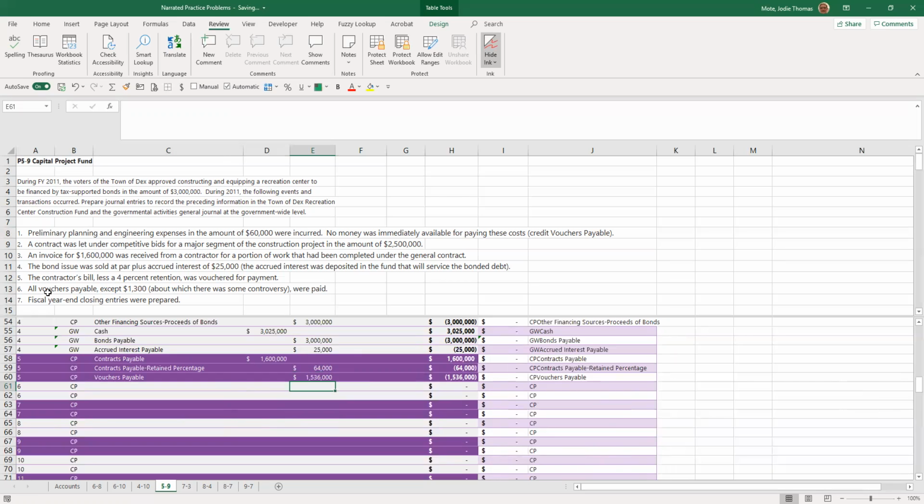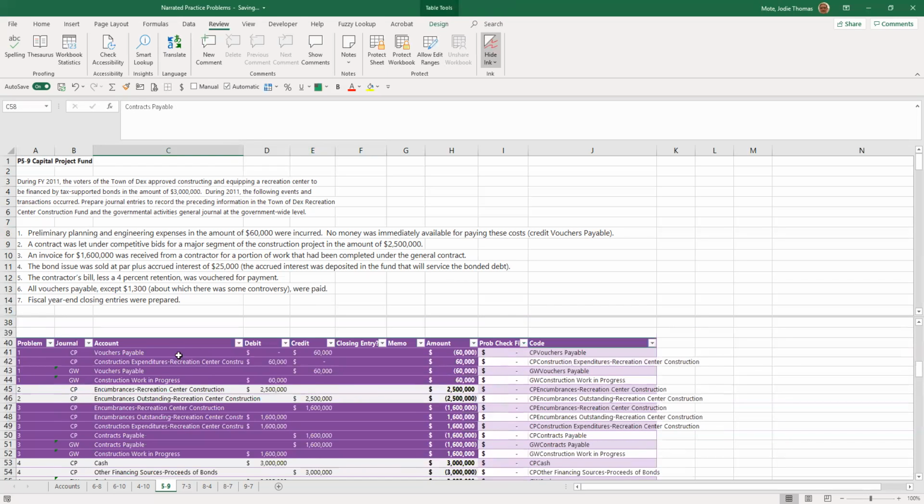All right, now number six. All the vouchers payable that was outstanding was paid, except for 1,300 because they had some disagreement with the vendor, obviously with the contractor. So this is saying all of vouchers payable minus 1,300 was paid. So let's do this. This shows the usefulness of doing your journal entries in a table like this.